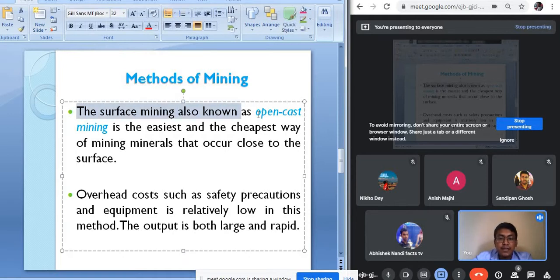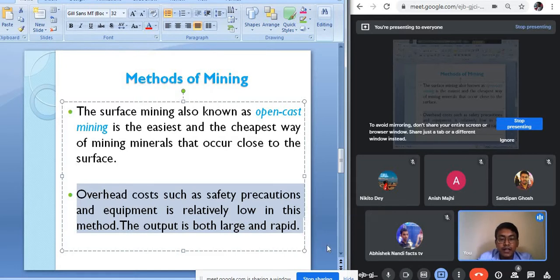So surface mining is also known as open cast mining, and it is the easiest and the cheapest way of mining minerals that occur close to the surface. Because the minerals are available very close to the earth's surface, it is very easy and cheaper to extract them. The overhead cost, such as the safety precautions and equipment, is relatively low in this method, and the output is both large and rapid.